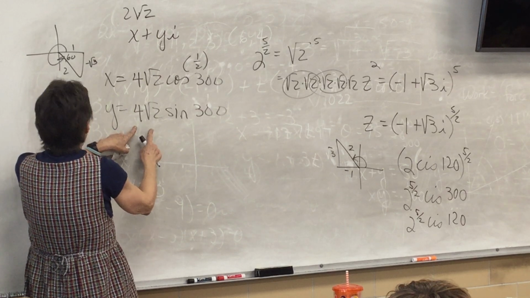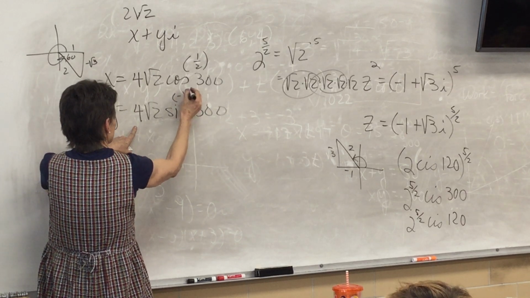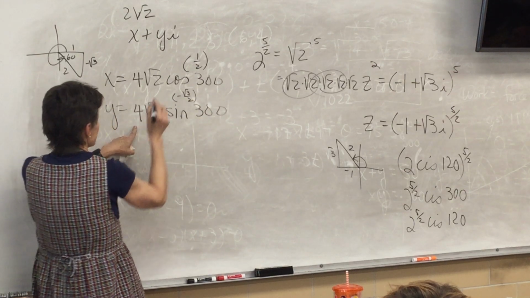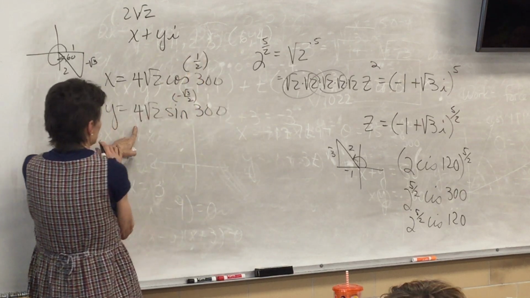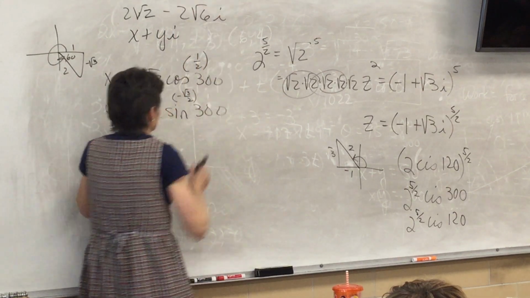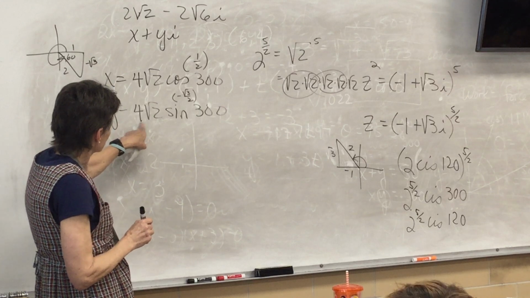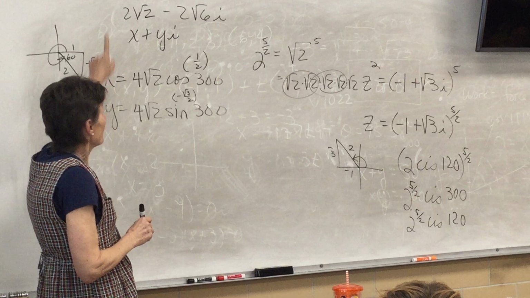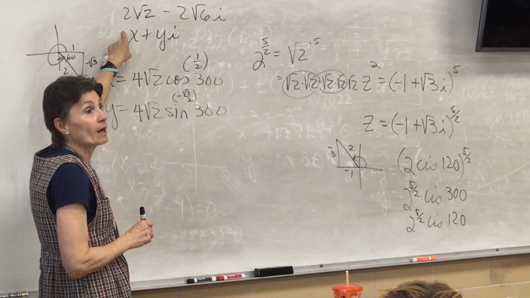And then the sine of 60, that's going to be minus 2 root 6, because I got to multiply a root 2 times a root 3. And there's my first answer in complex form.